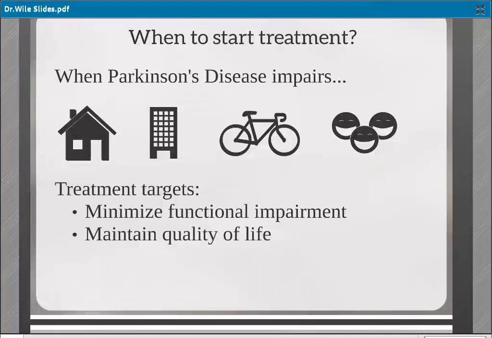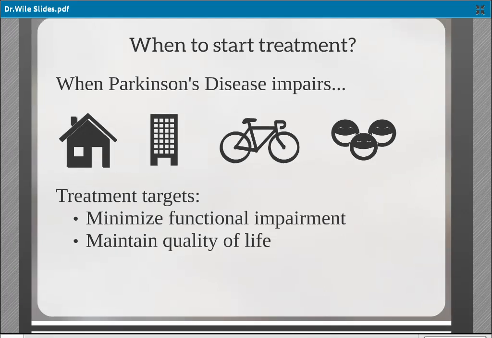So when do we start treatment in Parkinson's? I've said this already, but we treat disability. So we treat problems that people have with their home life, with their work life if they're working, with recreation and social life. So those things are the targets of treatment. The goal of treatment is to minimize the impact of the disease on life and to maintain your quality of life. That's when we treat the motor symptoms.